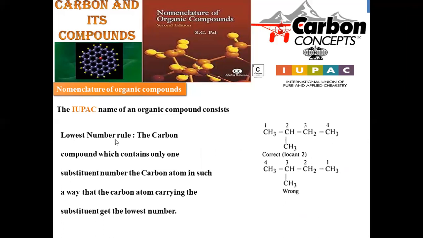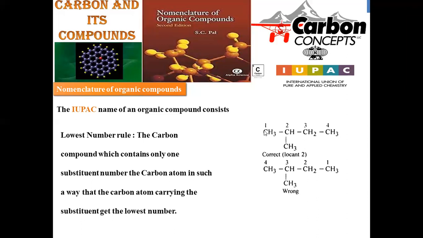And the lowest number rule. Lowest number, in the sense, wherever the functional group is there, that functional group should receive the least number. For example, I'm taking the simplest example over here. Parental chain length is 4. But you can start numbering from either the left side or the right side, right?